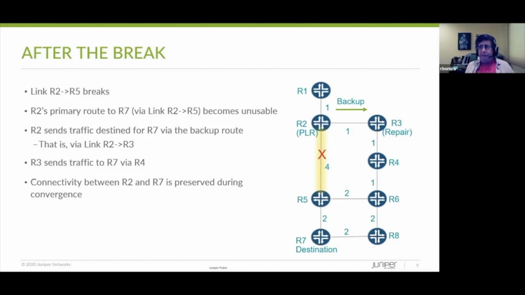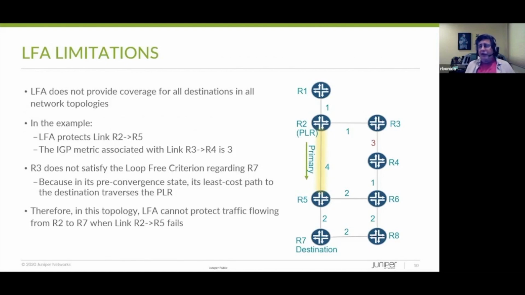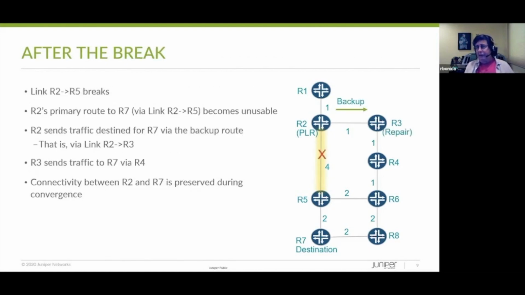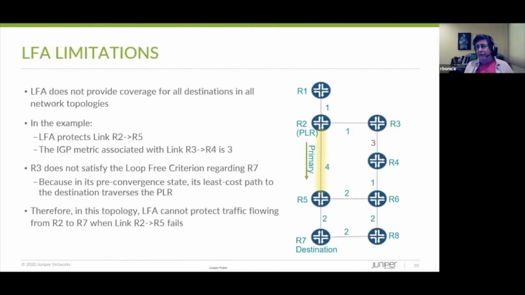Now, I'm going to tweak the IGP a little bit. In the last slide, the IGP metric of R3, R4 was 1. Now I'm going to tweak it up to 3. Well, now R3 is no longer a repair node for R2.